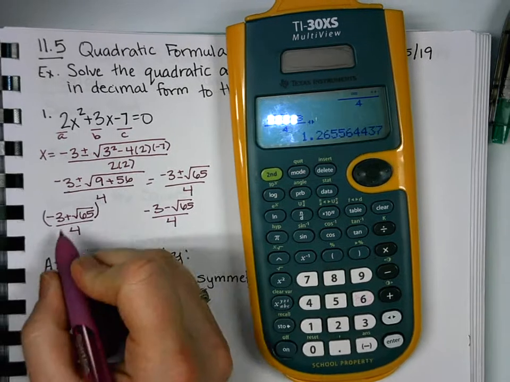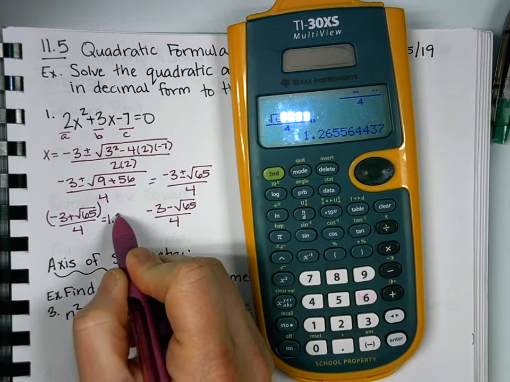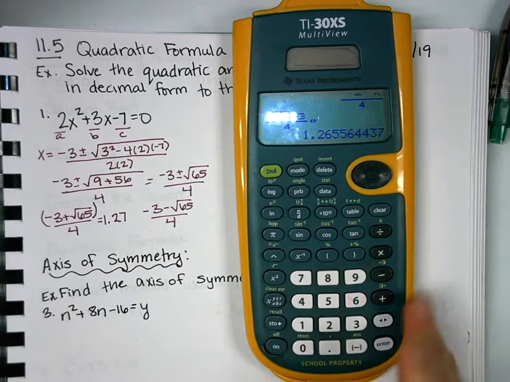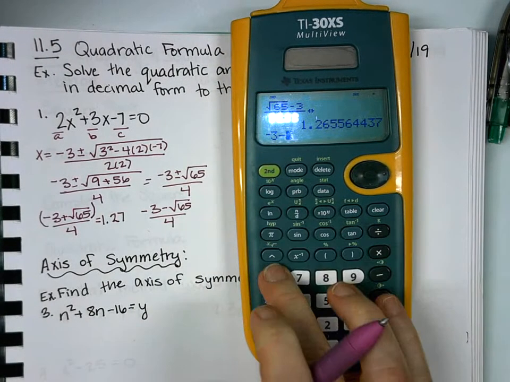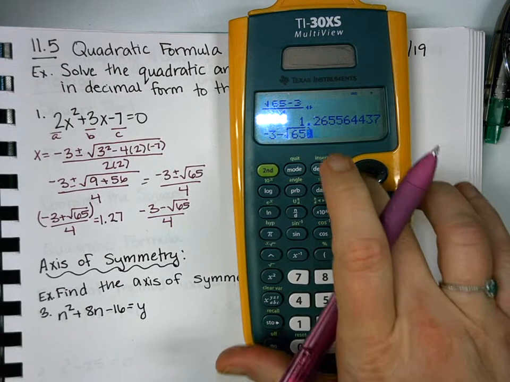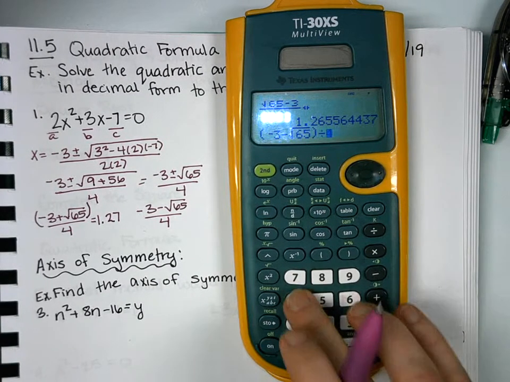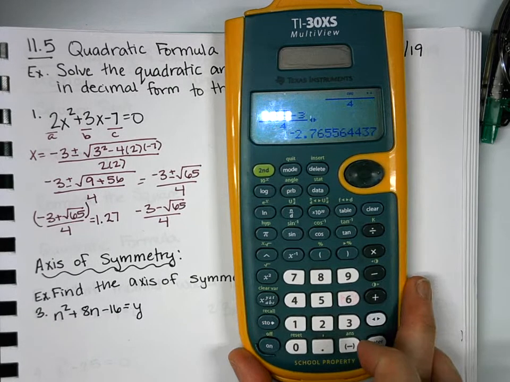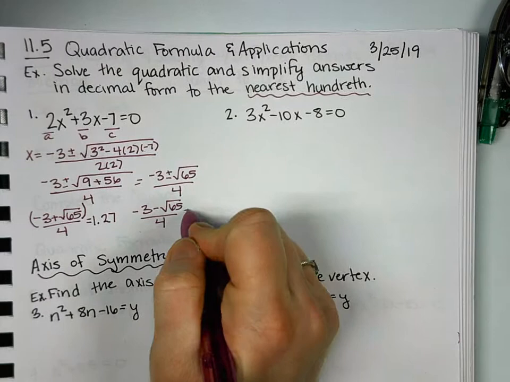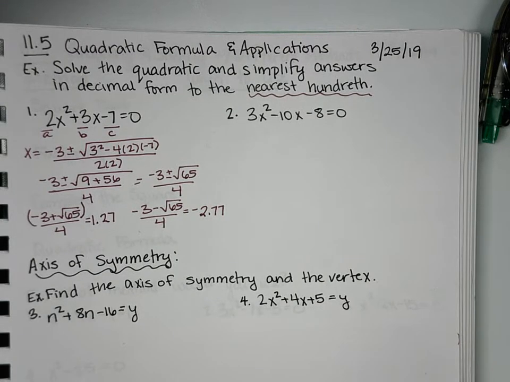Okay, so this is our first decimal answer. If it says to the nearest hundredth, which decimal place is that? The second. So this would be 1.27. Now do negative 3 minus the square root of 65. Oops, I forgot a parentheses. Divided by 4. And you should end up with negative 2.77. Is anyone not getting negative 2.77?